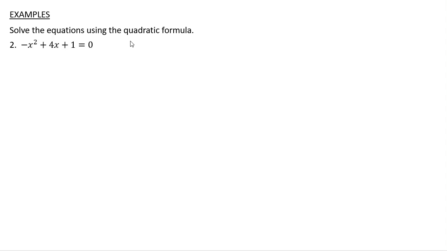In this example, we're going to solve the equation using the quadratic formula. First step, we want to make sure it's in that standard form where we have a 0 on one side of the equal sign, which we already have. And so then we want to identify a, b, and c, referring to that standard form of ax squared plus bx plus c equals 0. So we're just picking out those number parts that are part of each of those terms.